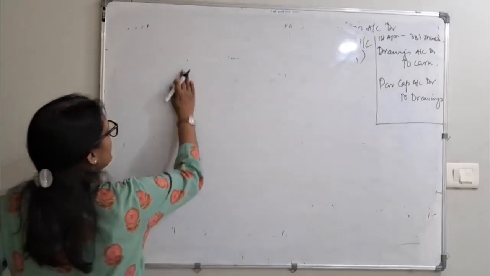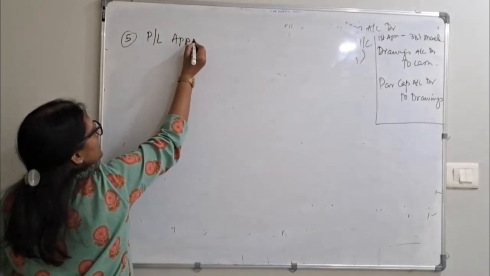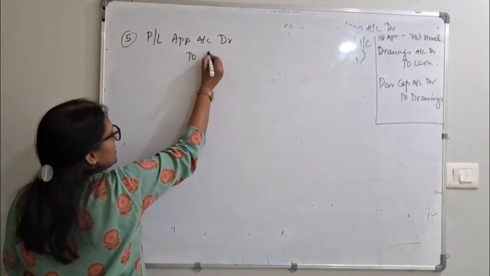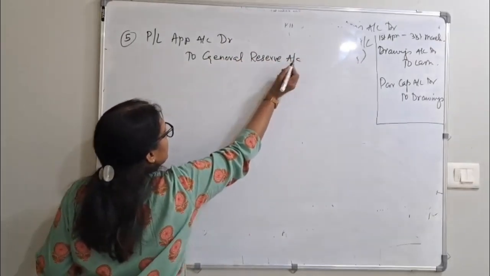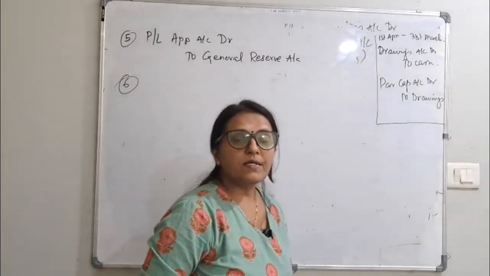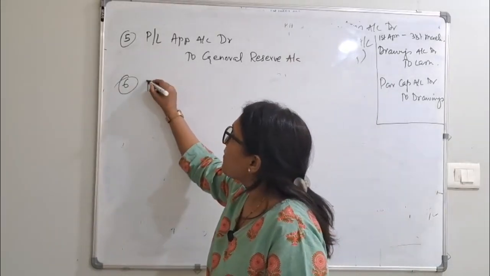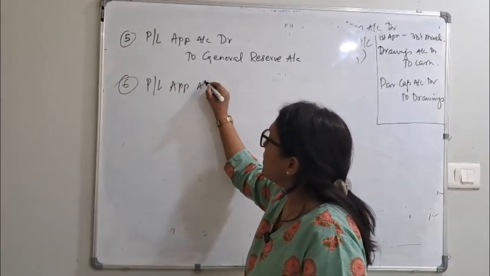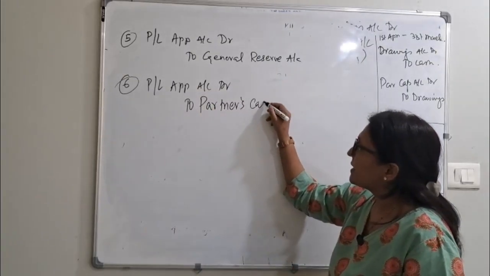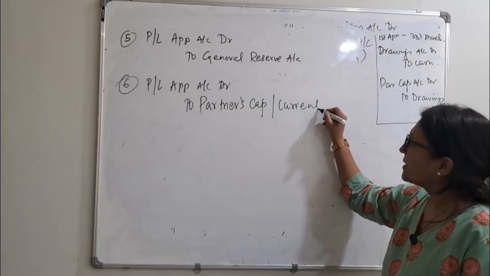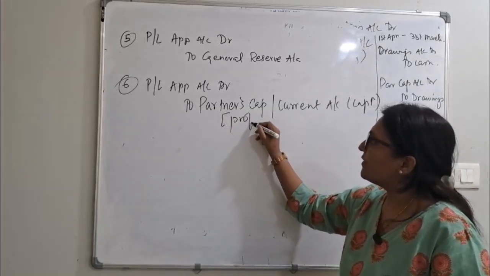General reserve. Transfer to general reserve. This is again one journal entry. This will be profit and loss appropriation account debit to general reserve. Okay. Sixth one is if there is profit, the share of profit will be taken by the partners. So this will be again profit and loss appropriation account debit to partners' capital or current account. This is a profit, their capital will be increased. So this is when there is profit distributed.